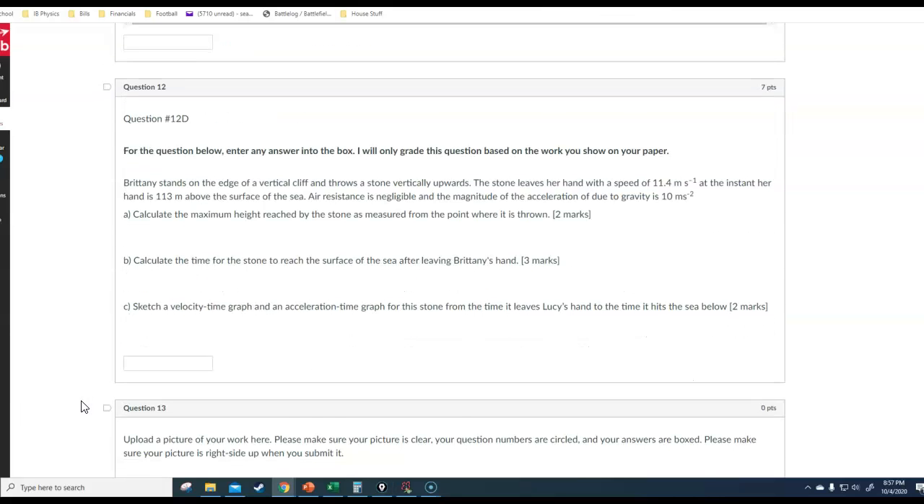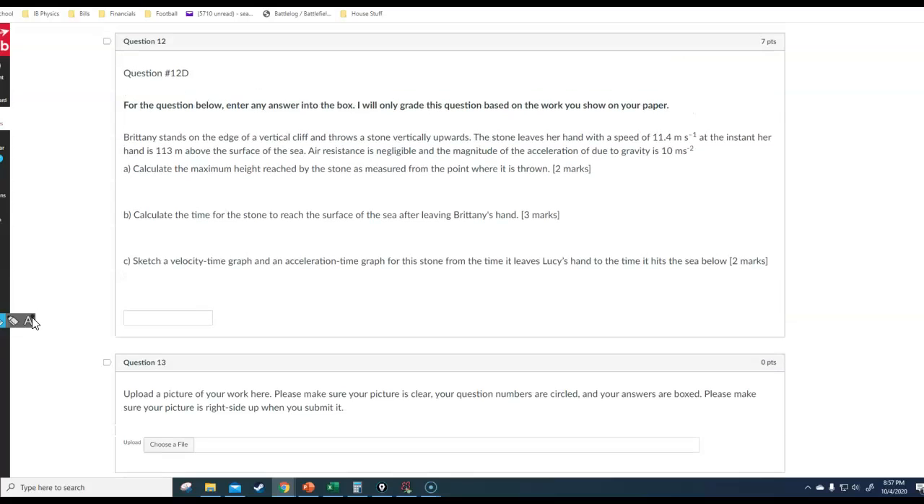Okay, and finally the last question, question 12. We did a question exactly like this on a warm-up. We did questions like this in class, plus on the practice worksheet, so there is no reason to have missed this question at all.